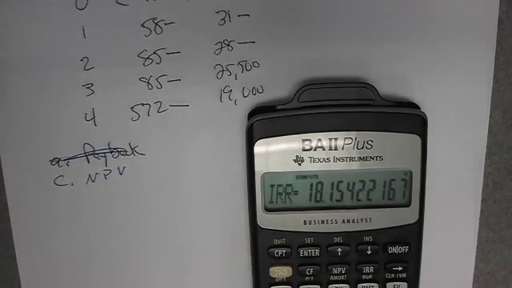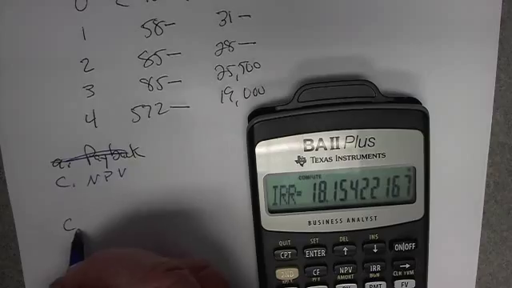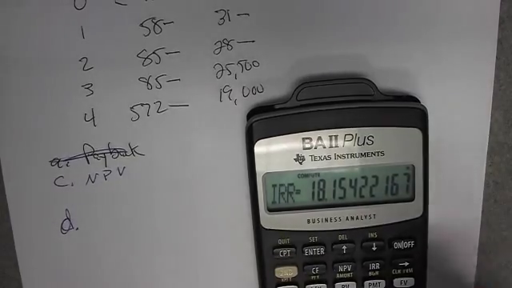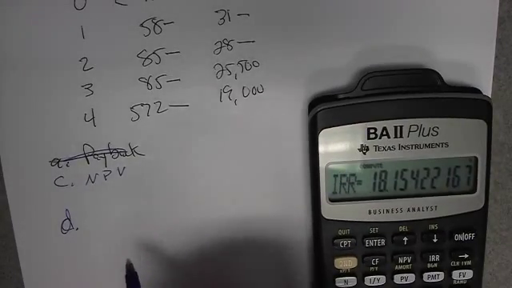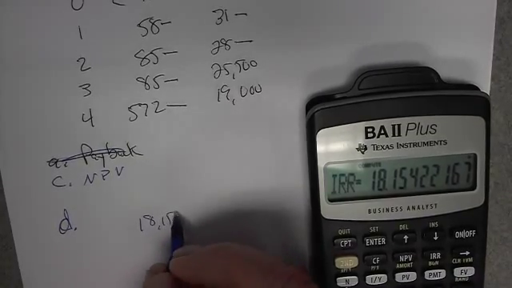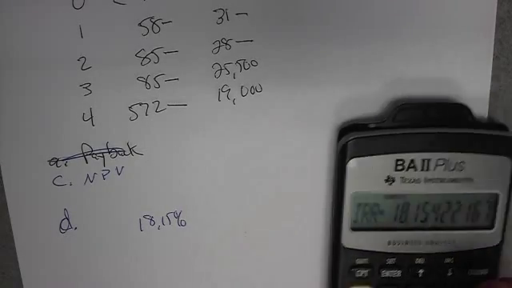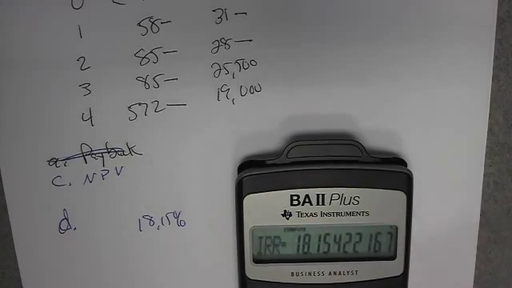Well, I just calculated internal rate of return, sorry, which is D. All right, we'll come back to C, which is D. So the internal rate of return for A is 18.15%. Sorry about that. And let's go ahead and do B, since I'm thinking about it.